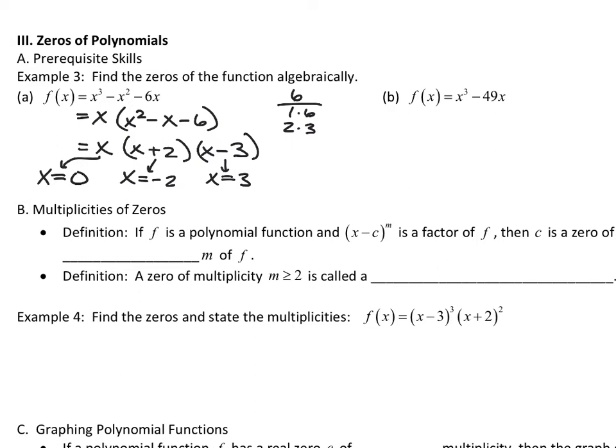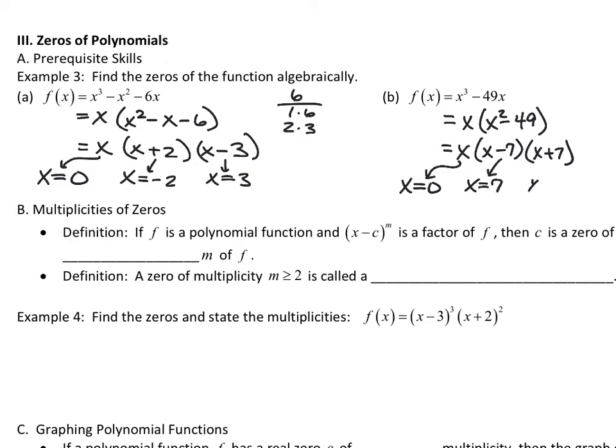In the second one, again, both of those terms have an x in them, so I can factor out that x. We'd have x squared minus 49 left over. And hopefully you recognize that that's the difference of two squares. So I can very quickly factor this to x minus 7, x plus 7, which means that my zeros are x equals 0, thanks to zero product property, x equals 7, and x equals negative 7. From each factor of that polynomial, you set equal to 0 and solve.